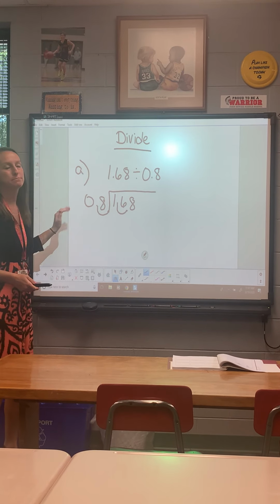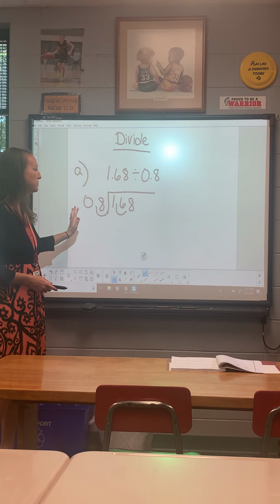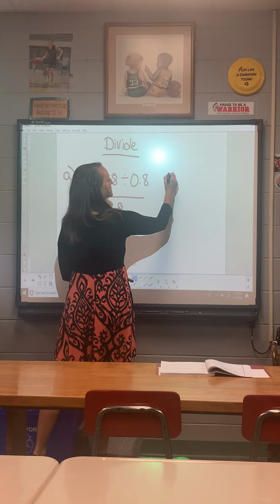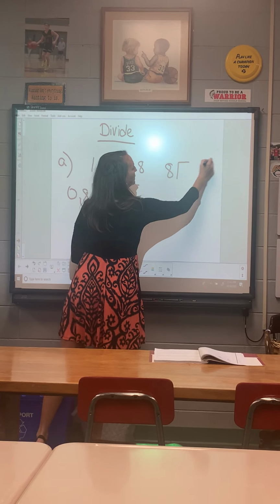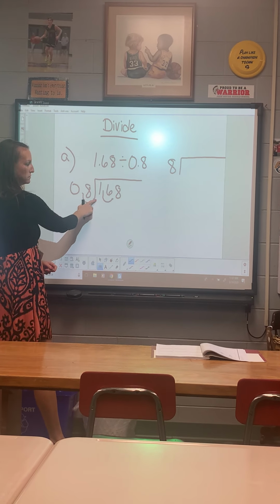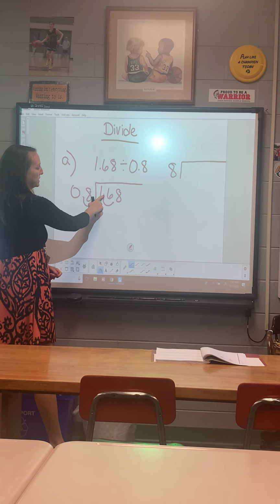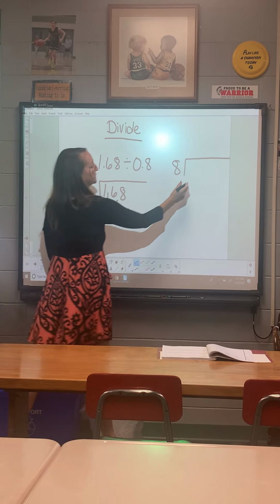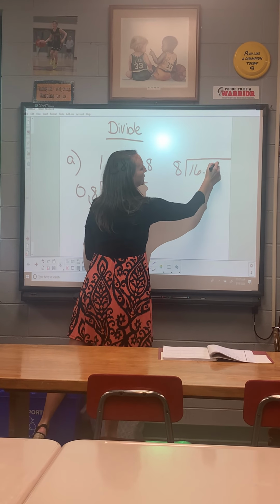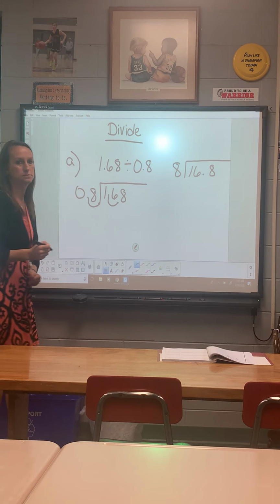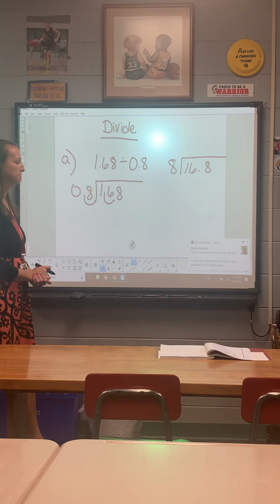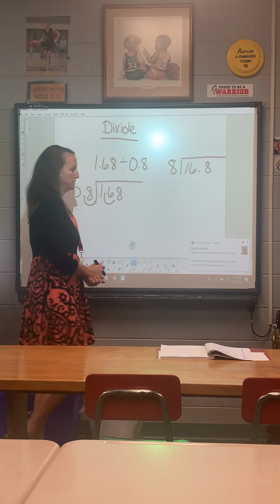Now, that looks messy to me. So I always tell my kids to go ahead and rewrite that problem. So now the problem has an 8 on the outside, 8 whole, because you moved the decimal once. In here, it moved from 1.68 to now it is 16.8. Okay? And that right there should look very familiar to you from yesterday.